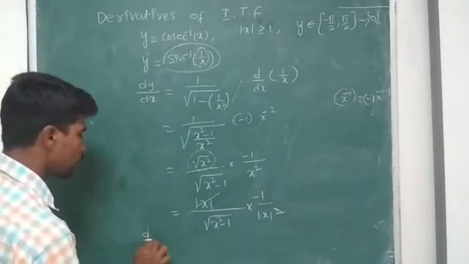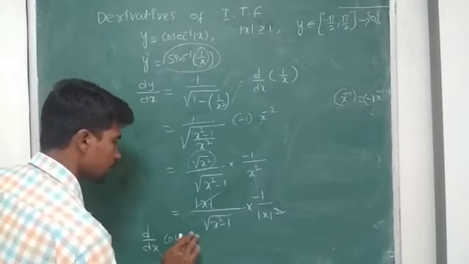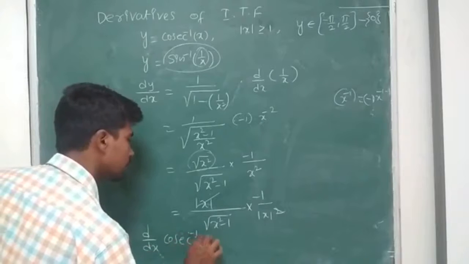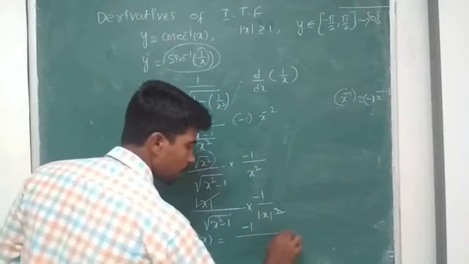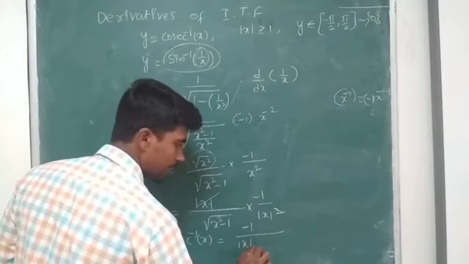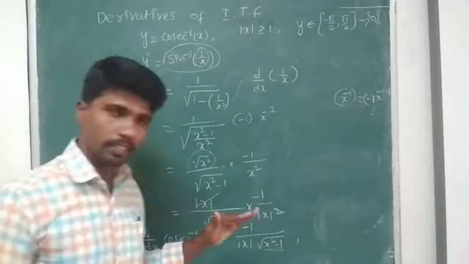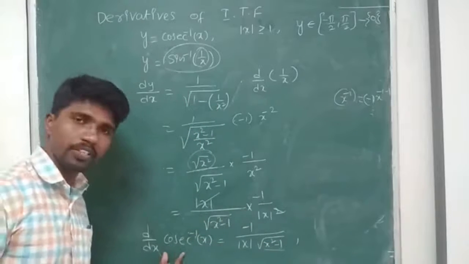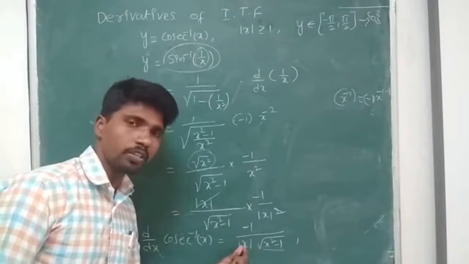So d by dx of cosecant inverse x is equal to, so what is remaining? Minus 1 by modulus of x into root over x square minus 1. The differentiation of the given function exists for x not equal to 0, it exists.